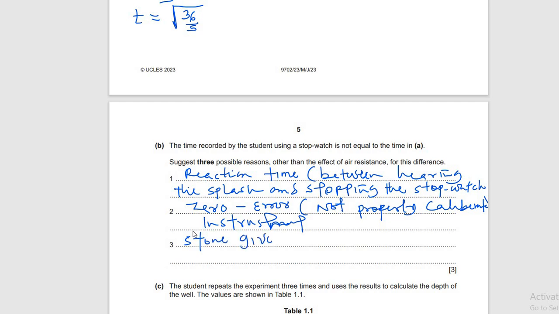So, the stone is given an initial velocity. Once your initial velocity is not zero in this context, then your time will be wrong. These are the possibilities that might have caused the error recorded in the laboratory.